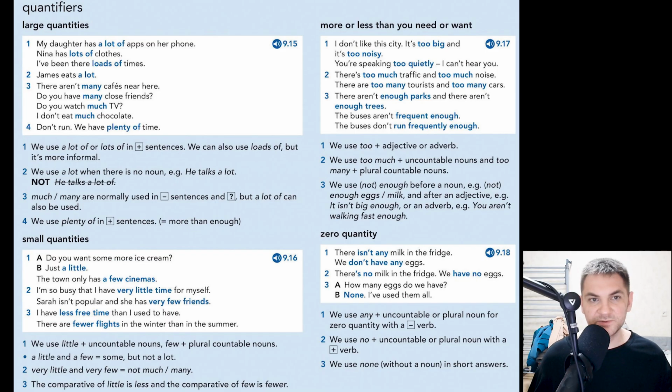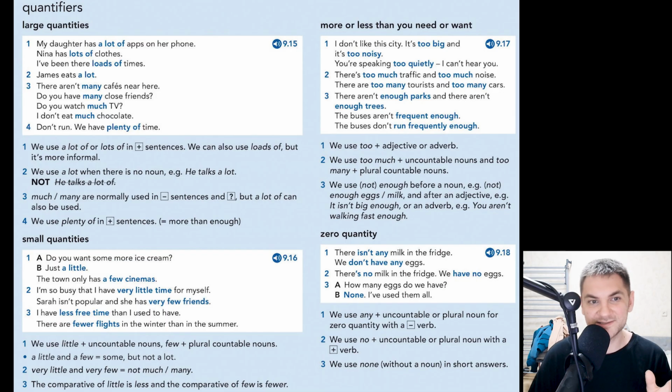Okay, speaking of the rules, quantifiers, large quantities. We use a lot of or lots of in positive sentences. We can also use loads of, but it's more informal. So actually use kind of all three options. Number 2, we use a lot when there is no noun. He talks a lot, she drinks a lot, we sing a lot, and so on.